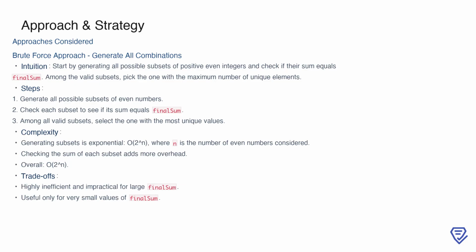However, the computational complexity of this method is exponential. Generating all subsets alone takes 2 to the power of n, where n represents the even numbers considered, and checking the sum for each subset adds even more overhead. This makes the approach impractical for large values of final sum. While it might work for very small inputs, it's inefficient and not scalable for real-world use cases.